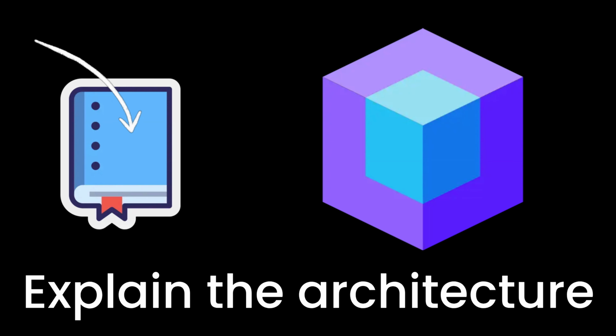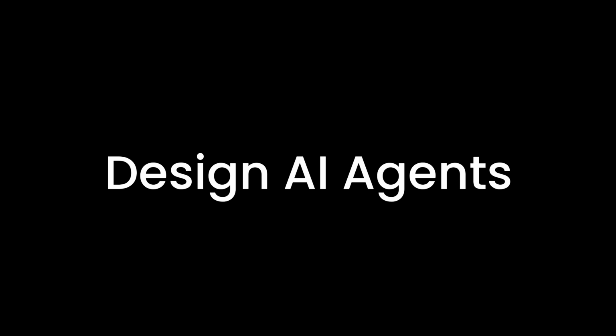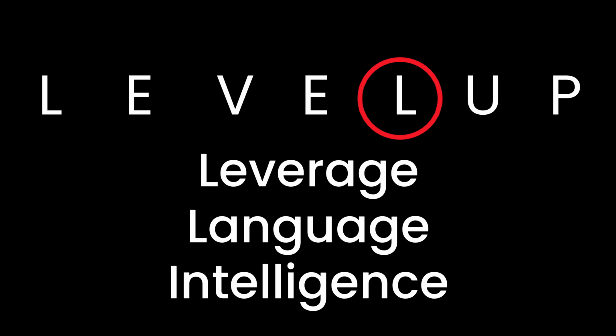When someone asks you, how is your system retrieving context? Or why did it fail? You can't point to the library, you have to explain the architecture. If you want to work with LLMs and eventually design AI agents, you need more than good prompts. You need to understand how the pieces fit together and why they matter.